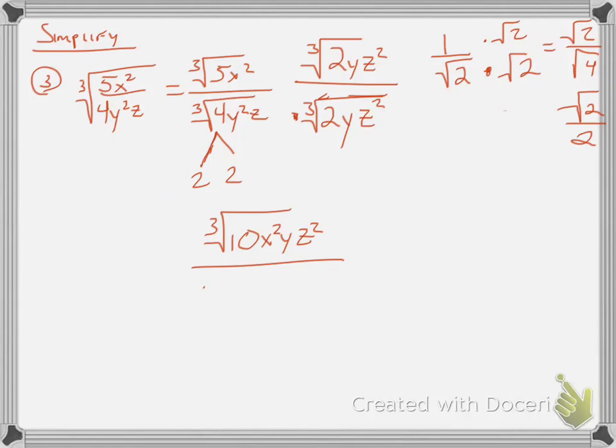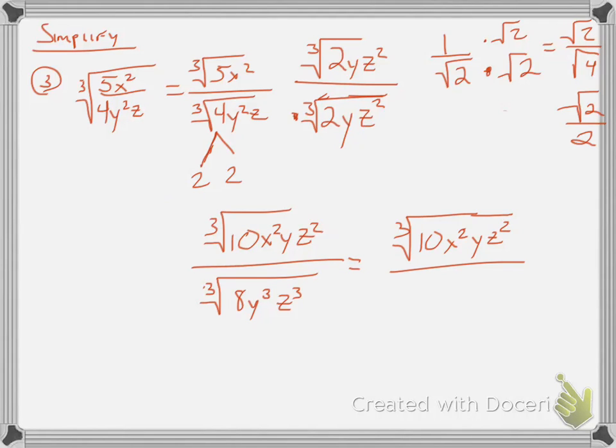squared over the cube root of 8 y cubed z cubed. And now to simplify that, the numerator does not simplify at all. That stays the same. That stays cube root of 10x squared y z squared. And then the denominator, the cube root of 8 becomes 2. The cube root of y cubed is y. The cube root of z cubed is z. And that is my simplified form.